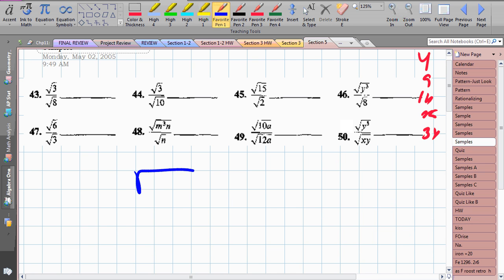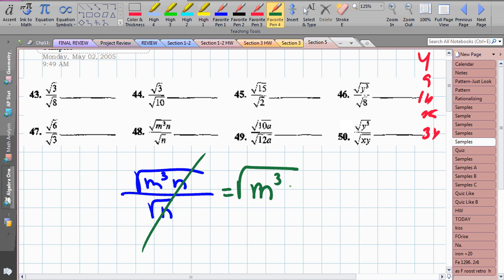So this one right here is number 48. That's the square root of m cubed n divided by the square root of n. Well, right away, these n's cancel. And that's great. So what's left? Well, the square root of m cubed, but we're not done there because we should remember from a previous lesson that equals m times the square root of m. And let's try one more in here.